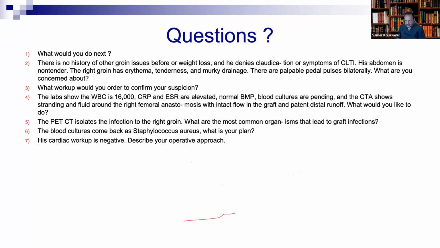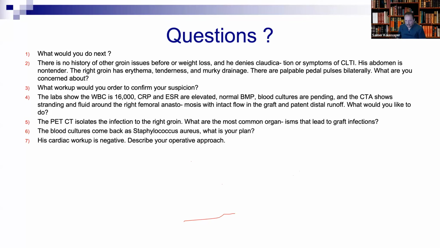What is the other procedure you can do? AxFEM. What's that? Axillary femoral. But why do you need to go to the axilla? Also, it's a very long graft. Why are you taking a long graft? I don't know, but remember, the infection is only in the groin, correct? So the limb is not infected, right?